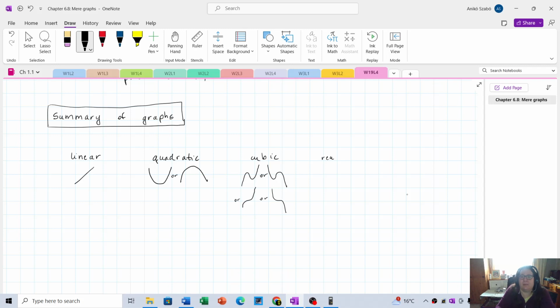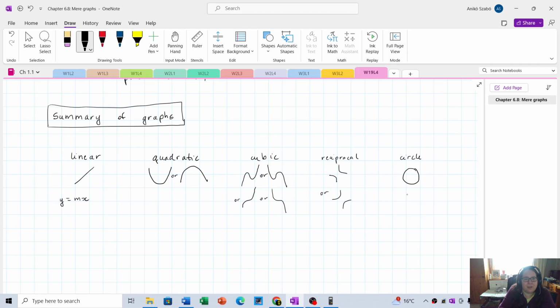We had reciprocal graphs, which either looked like this or the other way around. So hopefully you saw that when you were practicing. And we had a circle. Okay, so let's just write down the forms of these as well.